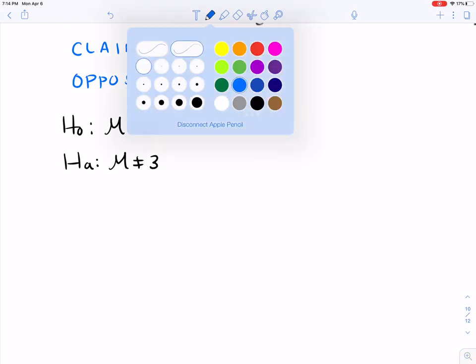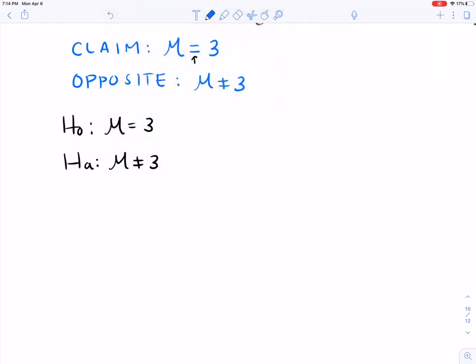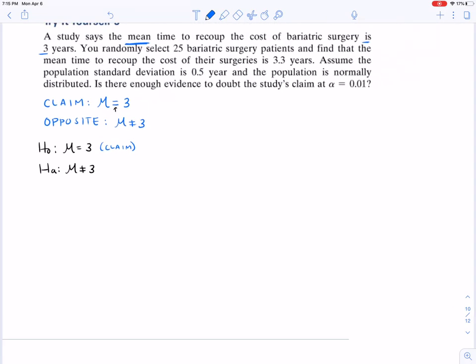All right, and we talked about this in the previous example too, that when you set up your null and alternative hypothesis, you want to make a note of which one is your claim, because sometimes it will end up in the null like here, sometimes it will end up in the alternative like the first example, and that makes a difference in how you interpret that information.